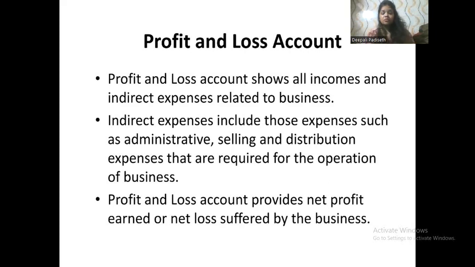So indirect expenses include, for example, if we want to buy some stationery items for the company, then we will order them, and whatever expense we incur from that, we will pay the amount. That comes under indirect expenses, which include administrative, selling and distribution expenses that are required for the operation of business. Next, the profit and loss account provides the net profit earned or net loss suffered by the business. Whatever profit we have earned, whatever loss the company has suffered, that is counted in the profit and loss account.